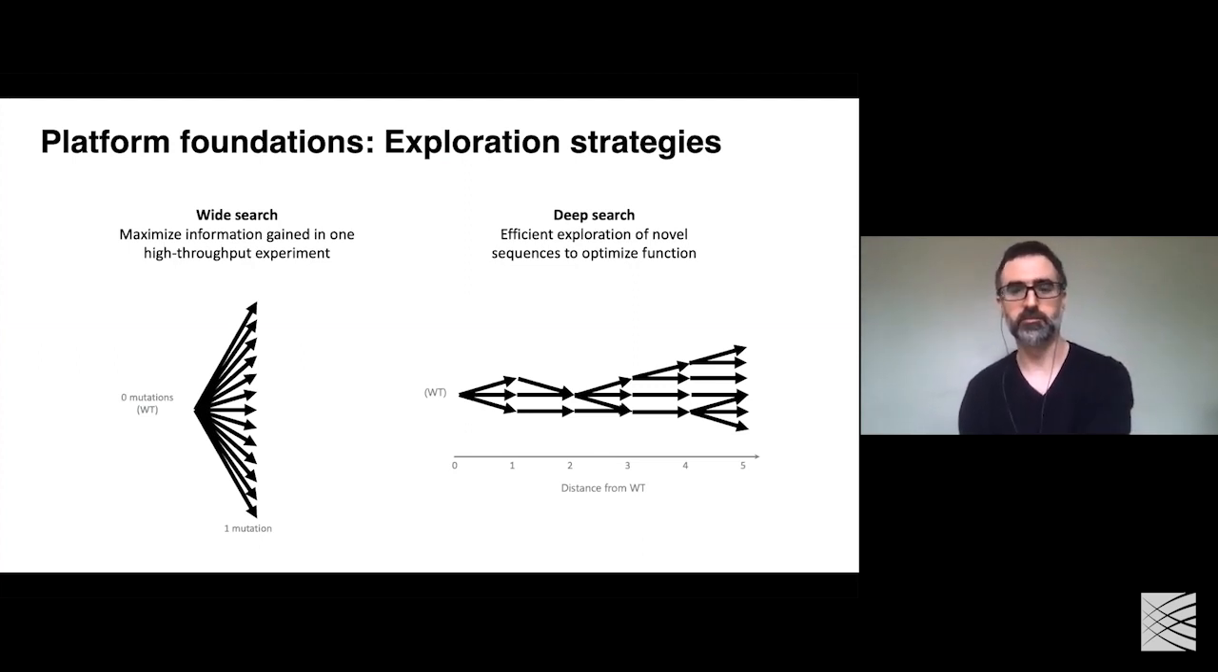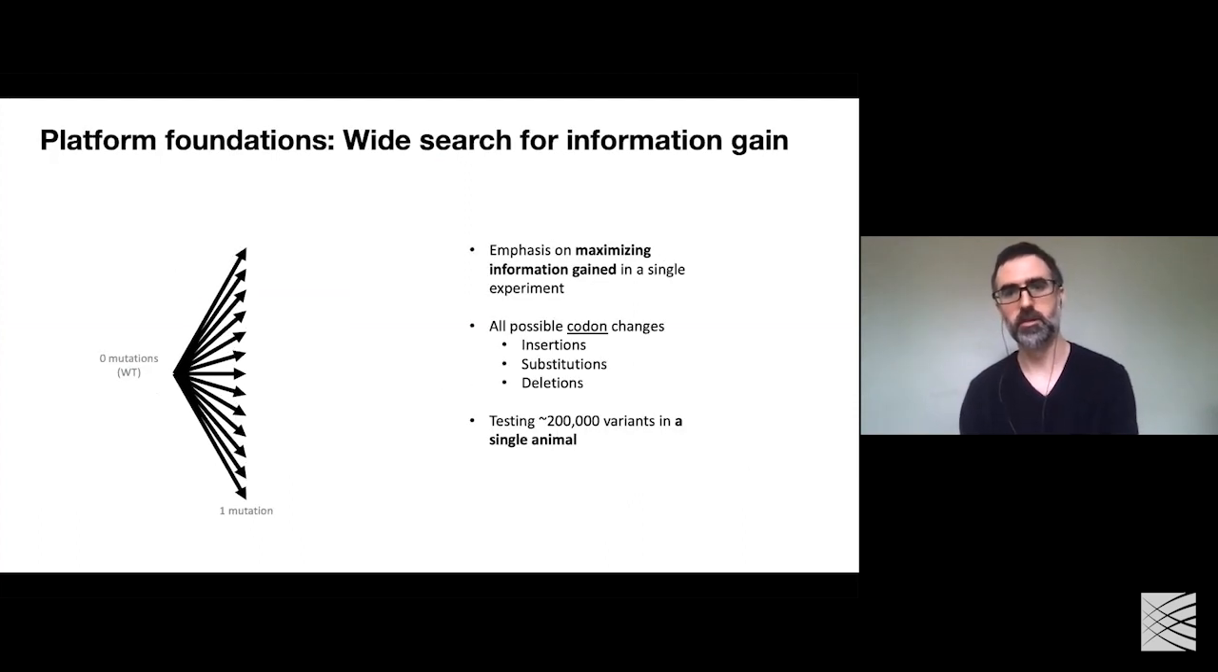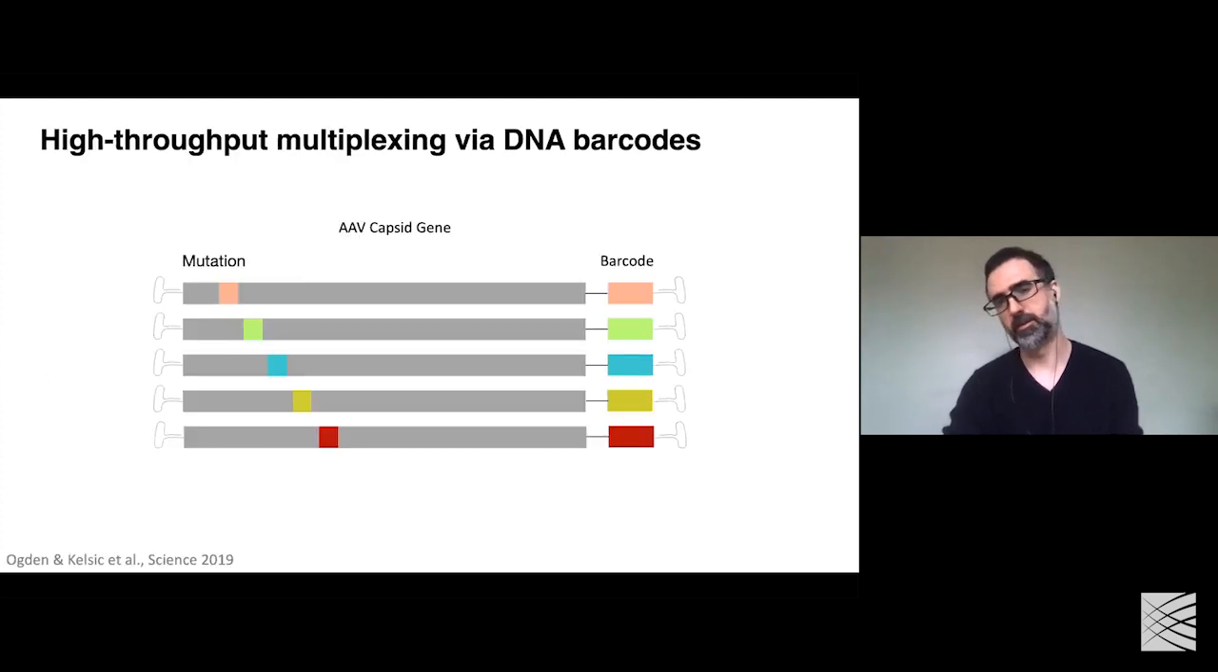Starting with the wide search, we began with a very simple landscape, a comprehensive scan, testing all possible codon changes, in this case done through synthesis. We did the substitutions as well as insertions and deletions, and also replicates of each variant, which made it around 200,000 different variants and barcodes that were tested as part of this library. This gives you a high-level view of how those were assembled: the mutations to scan across the capsid gene, and a barcode that we can use. Just by sequencing the barcodes, we can know which mutation we're looking at.